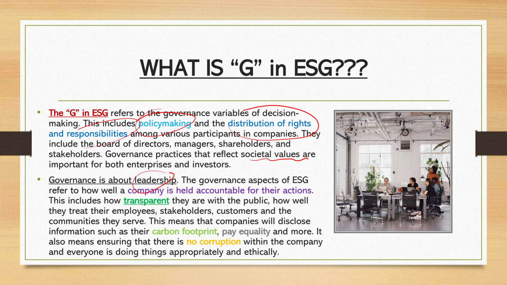Governance is about leadership. The governance aspect of ESG refers to how well a company is held accountable for their actions. This includes how transparent they are with the public, how well they treat their employees, stakeholders, customers, and the communities they serve. This means that companies will disclose information such as their carbon footprint, pay equality, and more. It also means ensuring that there is no corruption within the company and everyone is doing things appropriately and ethically. This is the G in ESG, the governance framework of ESG.